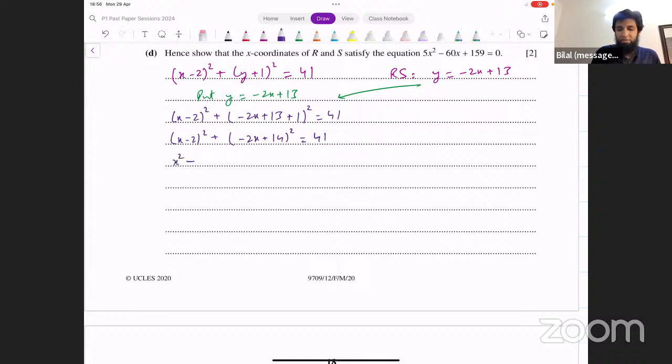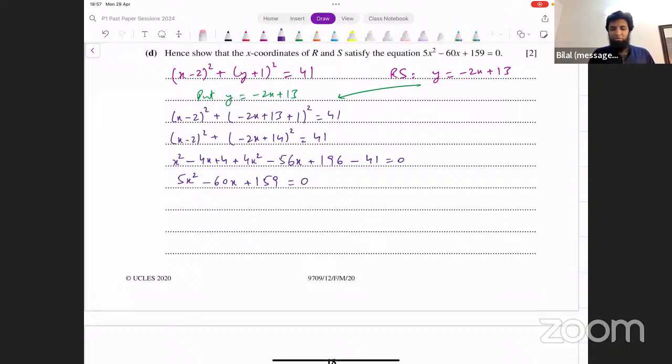Now expand it. x squared minus 4x plus 4 plus 2x whole squared. What does that become? That's 4x squared plus 2 into minus 2x into 14. That will be 4 into 14, which is 56x, plus 14 squared. I think that's 196. Just confirm that. 196 minus 41 equals 0. And that simplifies to 5x squared minus 60x, 200 minus 41, that's 159, plus 159 equals 0.